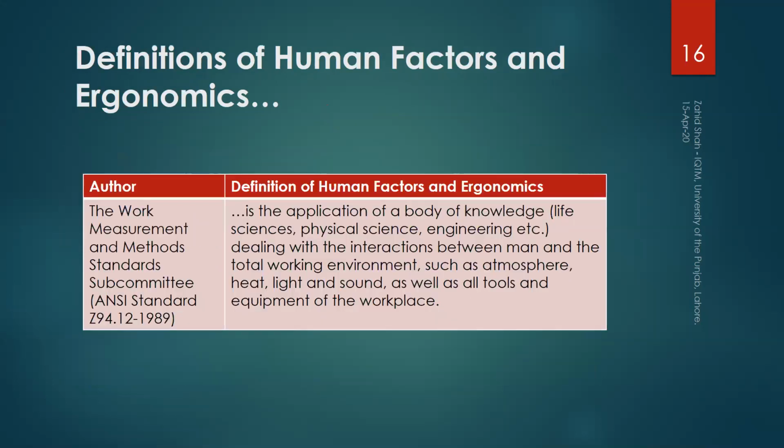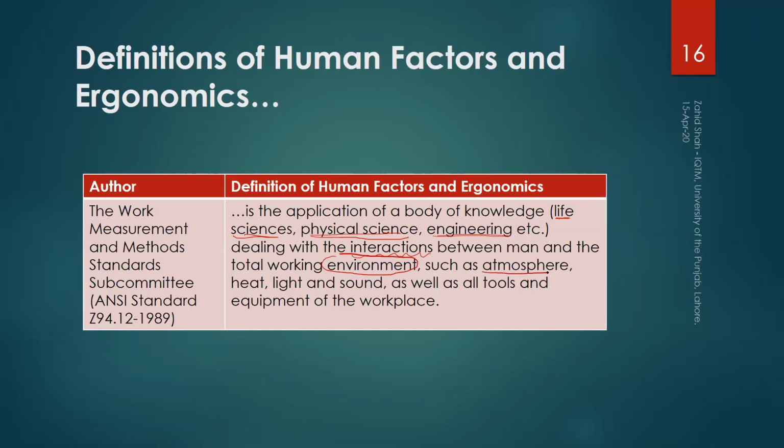Another definition by the Work Measurement and Methods Standards Subcommittee of NC is that ergonomics is the application of a body of knowledge, life science, physical science, and engineering. So again, it is emphasizing that you need diverse knowledge, not only engineering, but also from life and physical sciences. And this discipline deals with the interaction, again the word interaction, relationship between man and the total working environment. So again, here the word environment has a broader meaning.